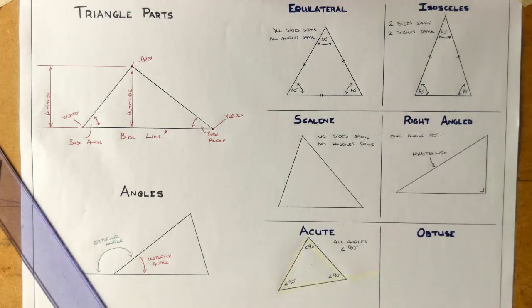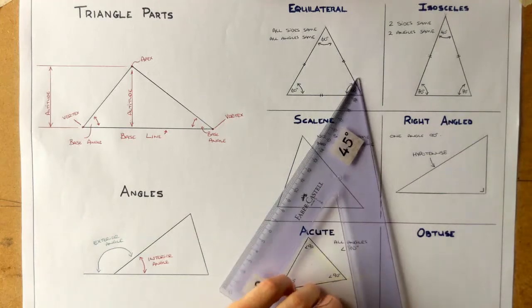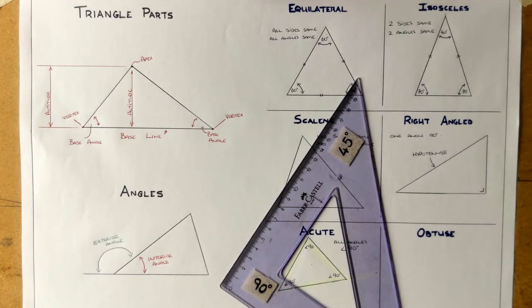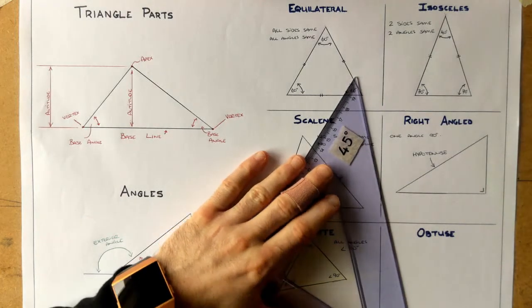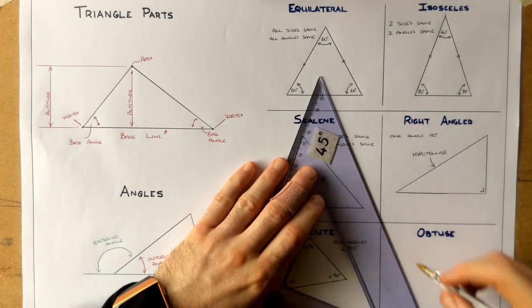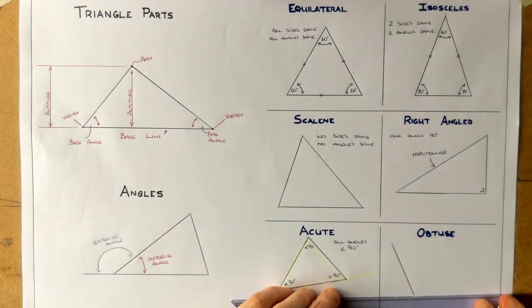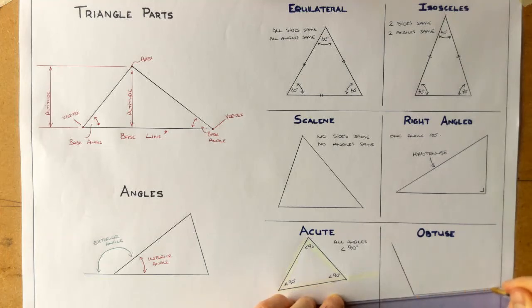Now finally, the very last one is an obtuse angle triangle, and this is where one of the angles within the triangle is greater than 90 but less than 180, obviously. Okay, so if I was to draw that in as best I can there, kind of freehand, something like that. I'll keep it a little bit skew as well, something like that.